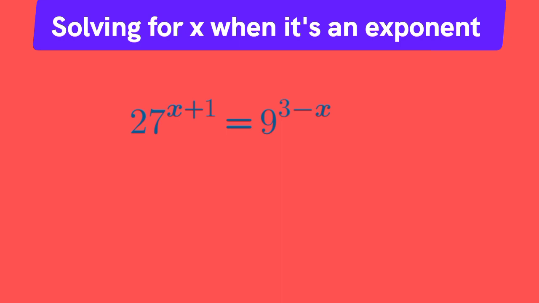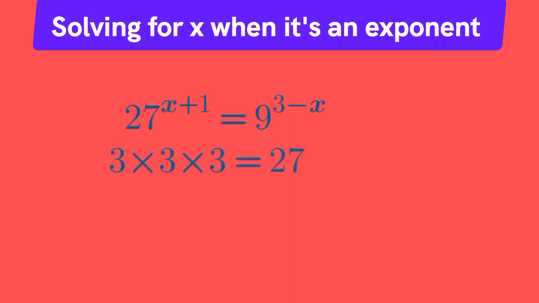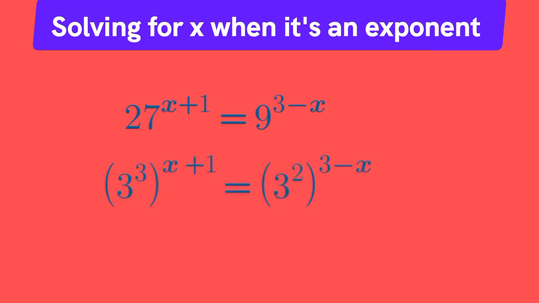So, 27 is equal to 3 raised to the power of 3. That means you multiply 3 times 3 times 3 to give you 27. And 9 can also be 3 raised to the power of 2. So, you just have to multiply 3 by 3. Now when we write that back into the equation, we have 3 raised to the power of 3, all to the power x plus 1, equals 3 raised to the power of 2, all to the power 3 minus x.